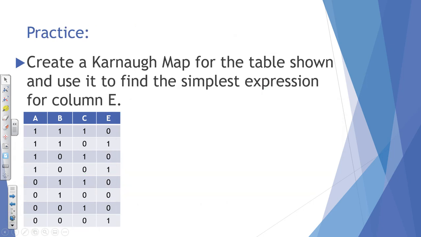All right, this one's for you. Take a minute, use a Karnaugh map to write the simplest Boolean expression that yields the ones shown in column E. Pause the video, go ahead and do that, and unpause when you're ready to see the solution.